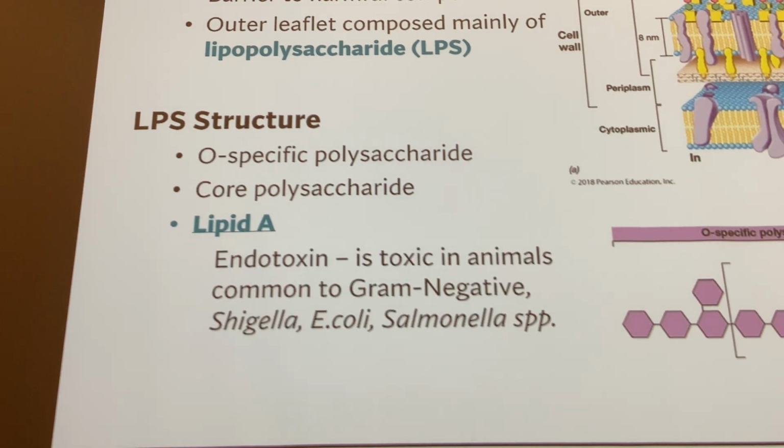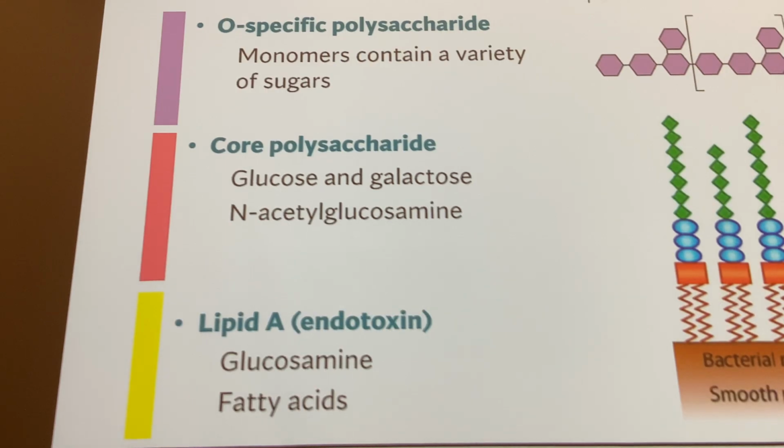All right, so again, endotoxin is an example of one of these LPS structures that, in the case of pathogenic organisms, we respond very badly to.